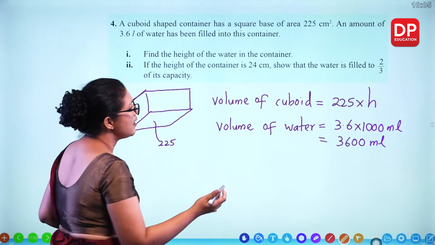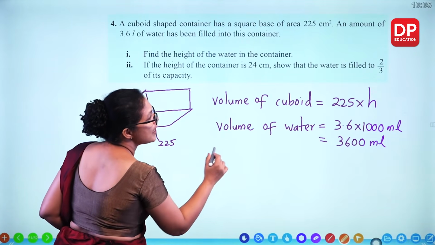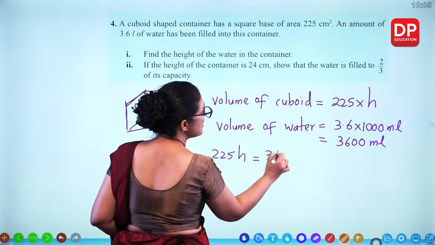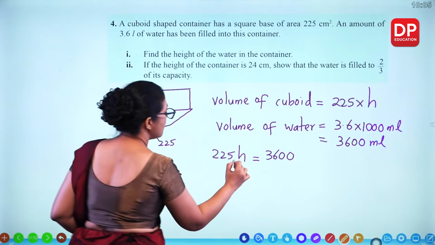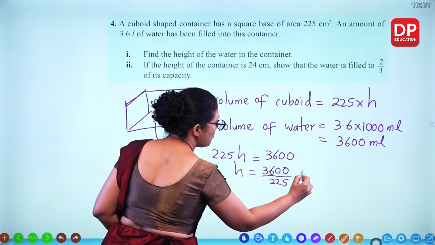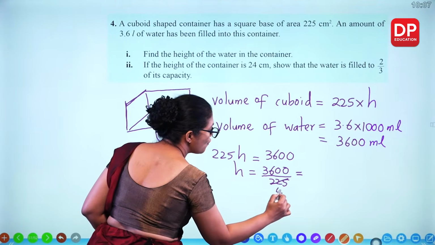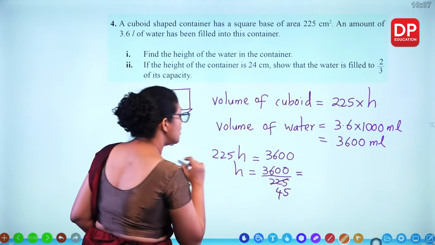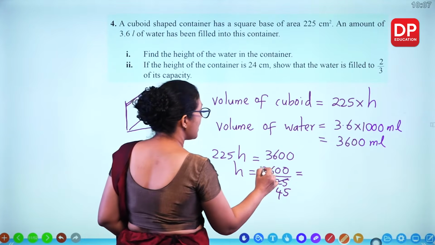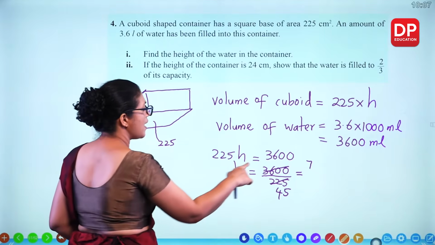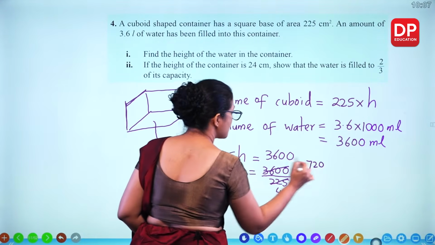So these are equal. So how do you find out H? 225 H is equal to 3600. What's H? Divide by 225. Divide by 5. 5 times 4, 20. So 5 times 5, 25. 5 times 7, 35. For 10, that's 2.